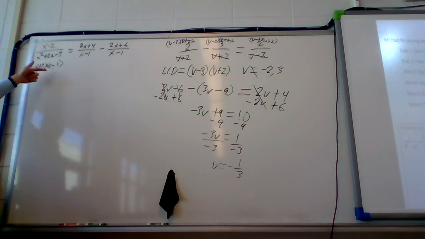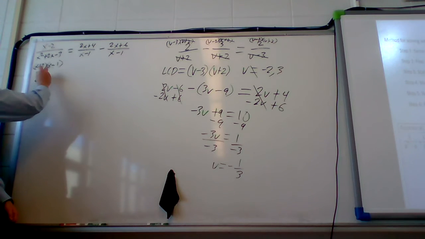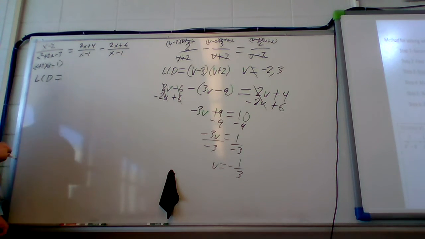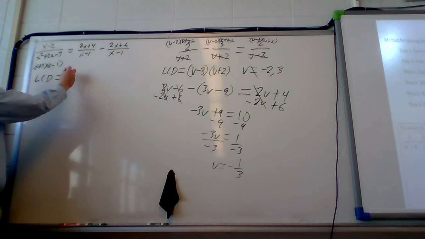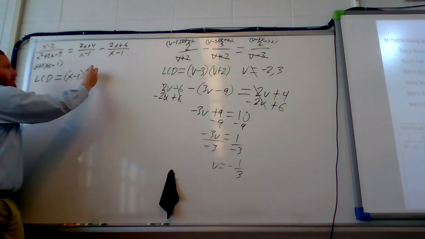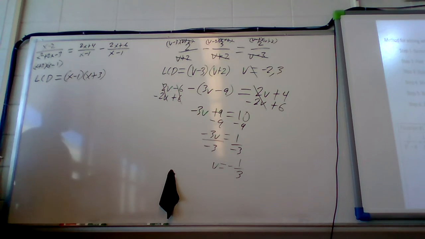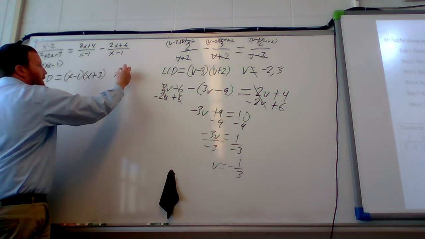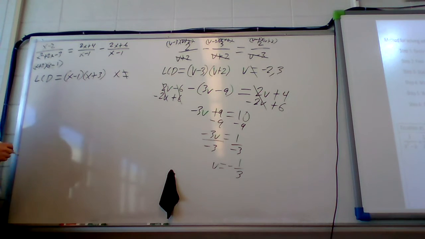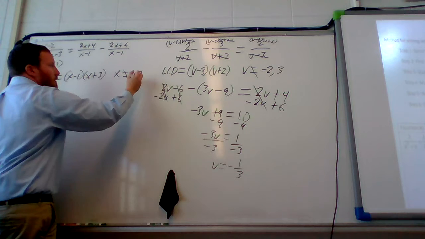So then if we're looking at all of our denominators, what would be our least common denominator among the 3? X minus 1 and x plus 3. Right? We have to have each piece. What are our restricted values? What values of x can we not have? 1 and negative 3. Perfect.